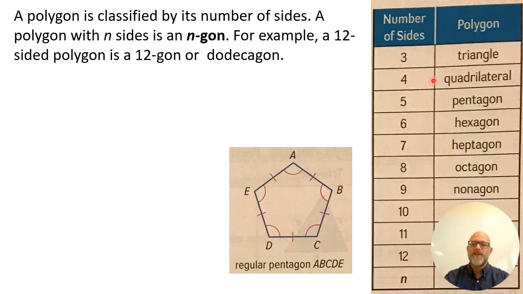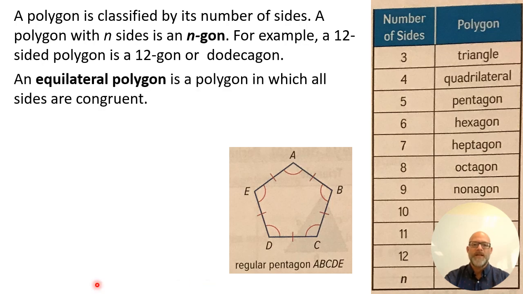Now, if you have a 4-sided figure, you're probably thinking, ooh, that must be a rectangle. Okay, well, more generally speaking, quadrilateral, that's what we call it. All right, a 12-sided figure, you might call it a 12-gon or a dodecagon.